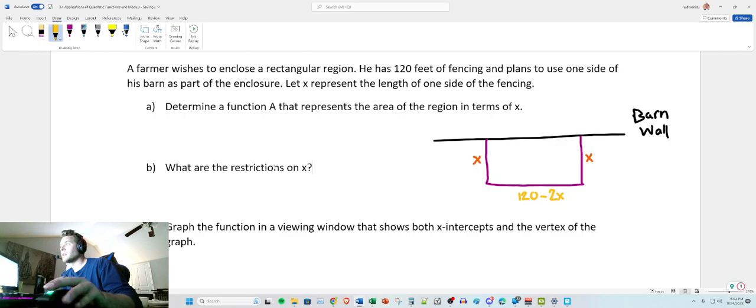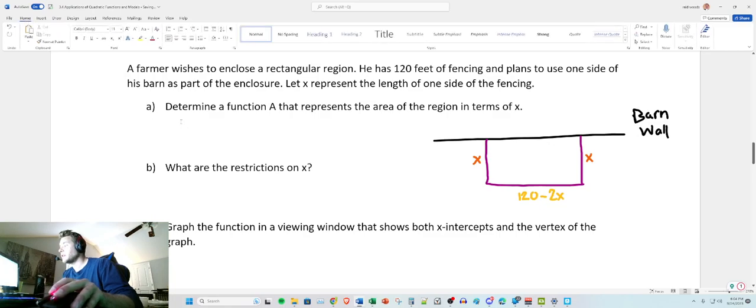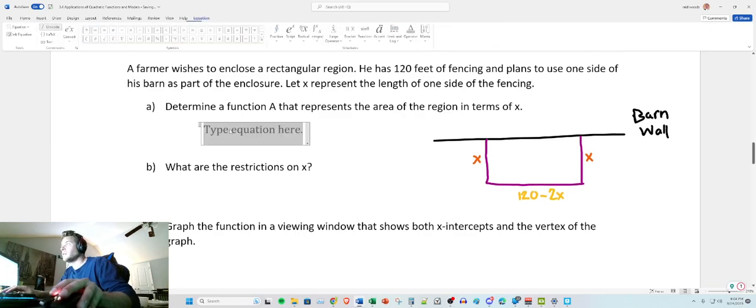So we want to determine a function that would show this. That's what we want to do now. Okay. So I'm going to type in here. I'm going to put an equation in here.